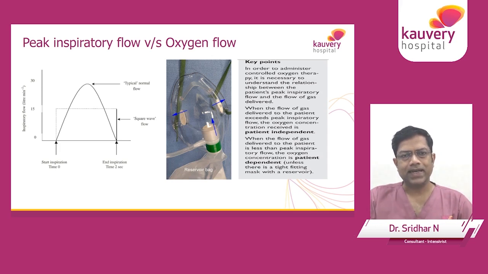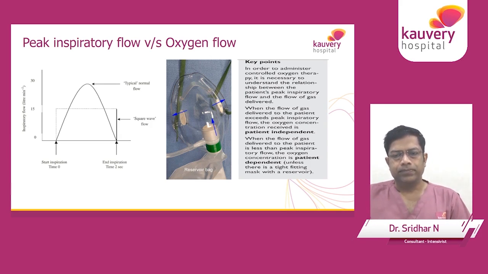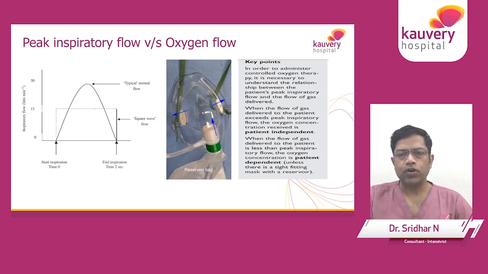Other devices, like the standard nasal cannula or the simple face mask, give oxygen at a fixed flow. It will not meet the patient's peak inspiratory flow. If the patient is breathing at a peak inspiratory flow of 40 liters per minute and we're only giving 10 liters per minute, the remaining 30 liters per minute, which is the difference between the two, is made up by breathing in air. The reservoir bag here is one way of giving high oxygen concentrations while at the same time conserving the amount of oxygen that we use.